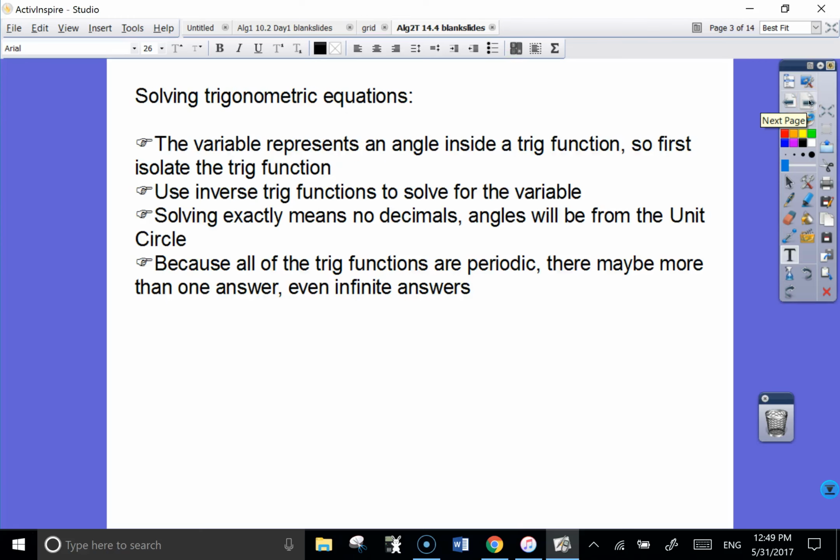So, solving trig equations. The variable that we solve for is always part of the angle, which is actually inside the trig function. So before you can solve for that angle, you have to isolate the trig function, right? So that's going to be the first step. Isolate the trig function, whatever it is.